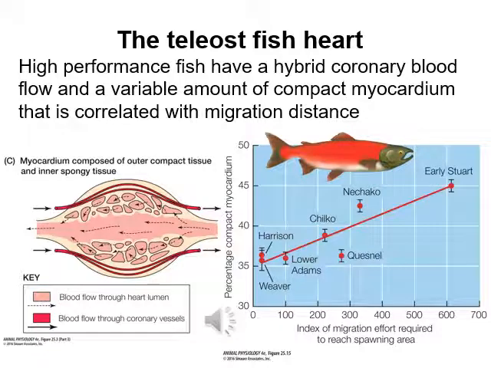Some types of bony fish have a separate coronary circulation and some compact myocardium. In this case, blood vessels carrying oxygenated blood from the gills return back to the heart ventricle and supply this compact myocardium with additional oxygen. High-performance fish, such as salmon, have this hybrid coronary blood flow, where they have some spongy myocardium and some compact myocardium. And the amount of compact myocardium is correlated with migration distance. So you can see in this figure that longer distance migrant salmon have a higher percentage of compact myocardium. This is correlated with the increased aerobic swimming performance that's required for such long migrations.